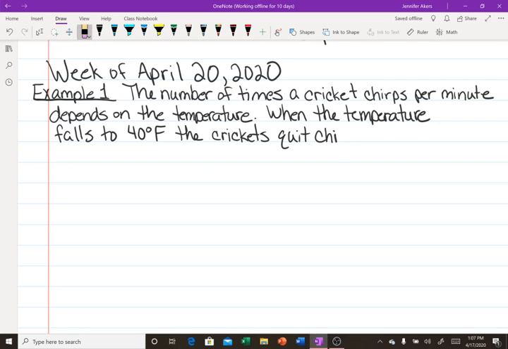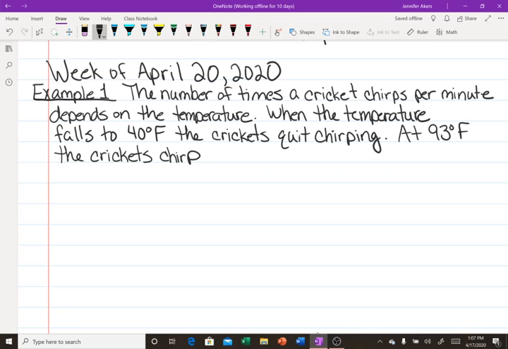Let me fix that. At 93 degrees Fahrenheit, the crickets chirp 240 times per minute. So that is our situation.